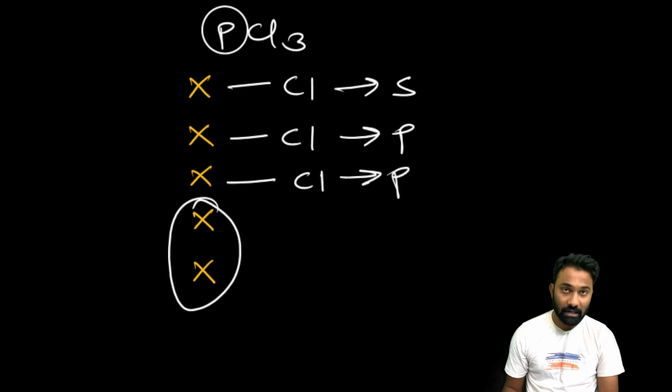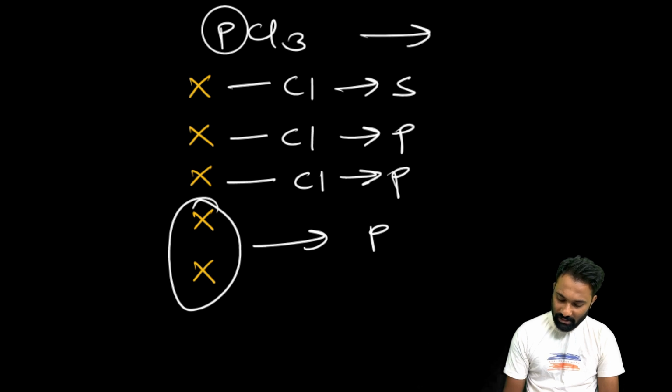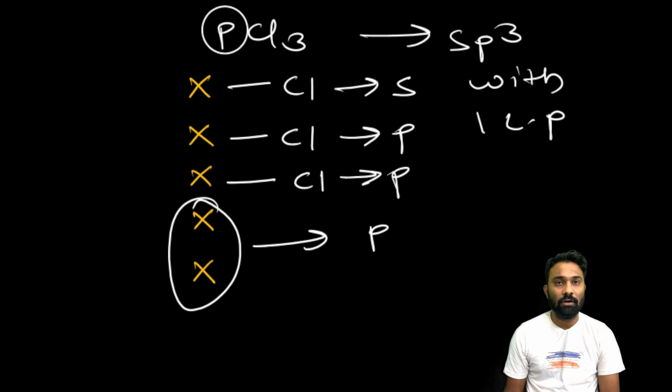Now unbonded electrons, which have not participated in the bonding, are called a lone pair of electrons. One lone pair contains 2 electrons. Now this is also P. Total. Now what is the hybridization of this one? This is sp3 with 1 lone pair.